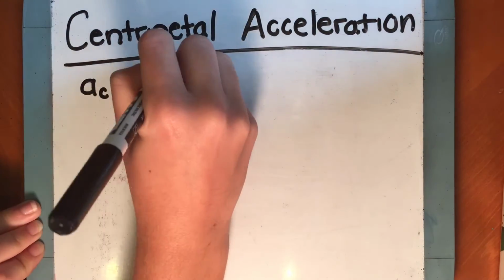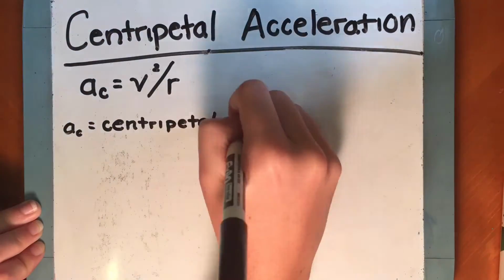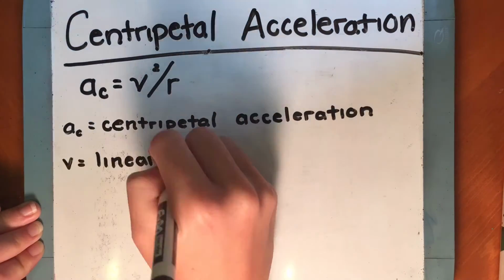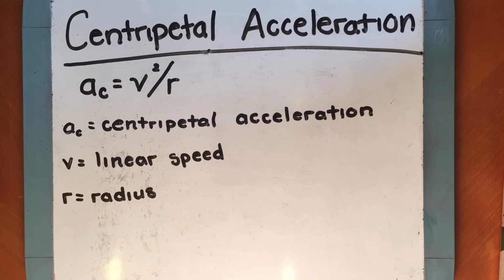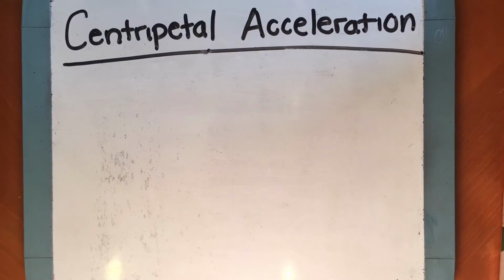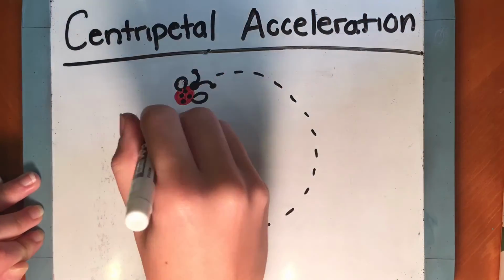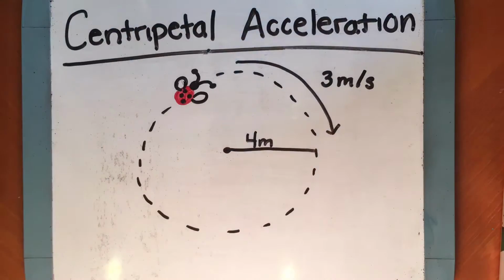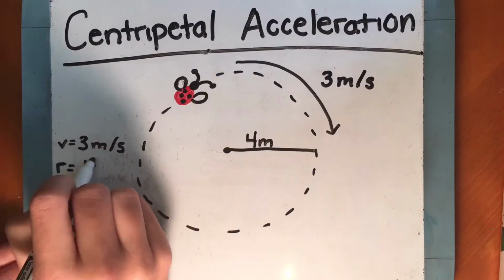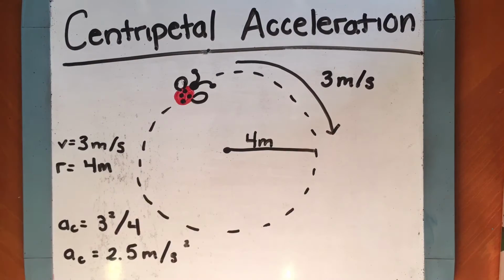To find centripetal acceleration, we can use the equation a subscript c equals v squared over r, where a subscript c is centripetal acceleration, v is linear speed, and r is the radius. So let's say this time Lady's traveling at a linear speed of 3 meters per second on a path with a radius of 4 meters. Her centripetal acceleration will be 2.5 meters per second squared towards the center of the curve.